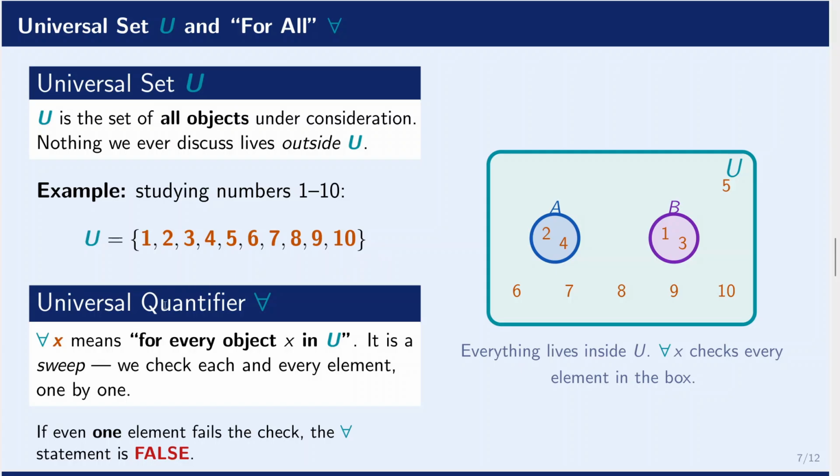Next, we have the Universal Quantifier, which is represented by an upside-down capital A. When you see this symbol followed by a little x, it means for every object x in the universal set U. Think of it as a sweeping mechanism. We must check each and every element in the universe, one by one. If even one single element fails the check, then the entire for all statement becomes false. Looking at the diagram on the right, you can see our universal box containing numbers up to 10. Sets A and B are inside it. The universal quantifier will check every single number from 1 to 10 to verify whatever logical rule we give it.